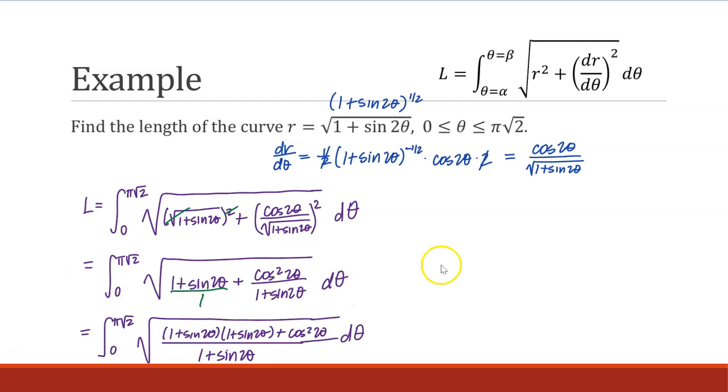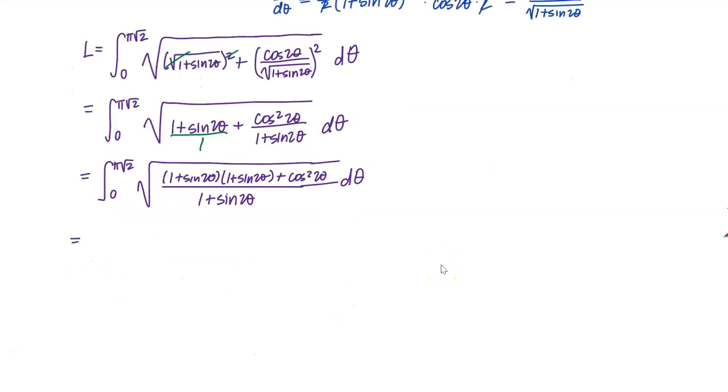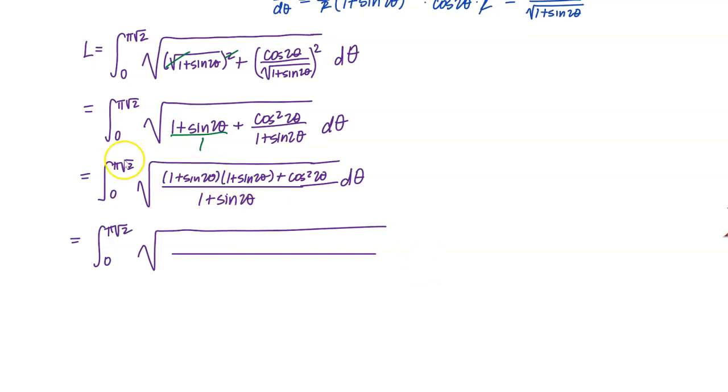Gonna need some more space. All right, we have some more space. We have 0, pi times radical 2, square root of. In the numerator, we're gonna have to distribute these two binomials out. That's gonna leave us with 1 plus 2 sine of 2 theta plus sine squared 2 theta plus cosine squared 2 theta all over 1 plus sine of 2 theta d theta.